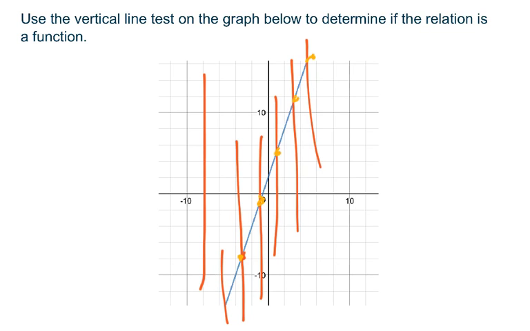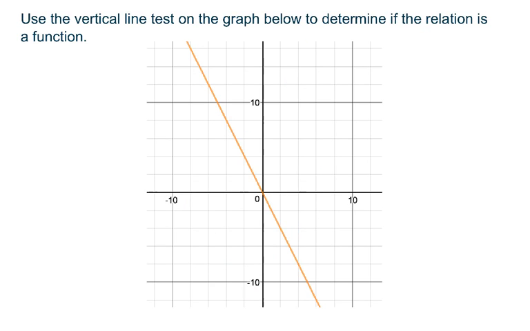In this function, we can see no matter where you draw a vertical line, the line is only going to cross the function at one point every single time. That means for every input, for every x value, there is exactly one y value, and this is indeed a function. Let's try it with another one.